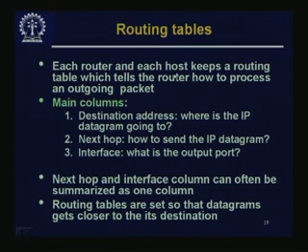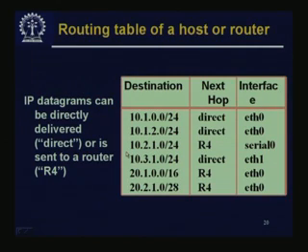Each router and each host keeps a routing table which tells the router how to process an outgoing packet. The main columns, as we have already seen, are the destination addresses, where is the IP datagram going to, next hop, how to send the IP datagram, and interface, what is the output port. Next hop and interface columns can often be summarized as one column, and routing tables are set so that datagrams get closer to their destination.